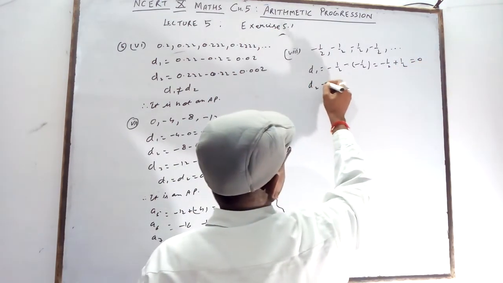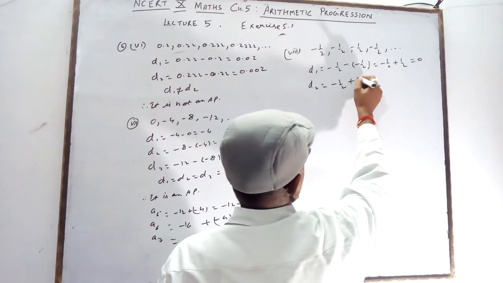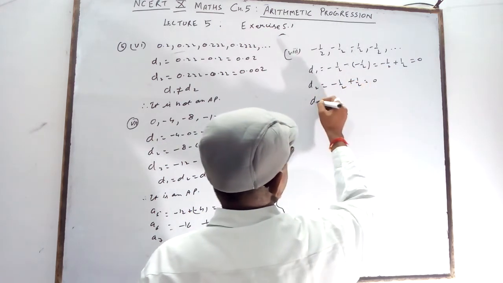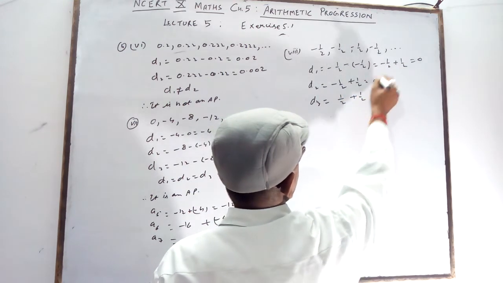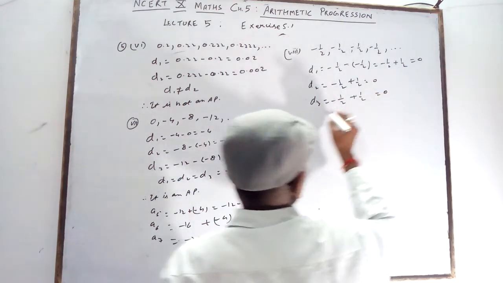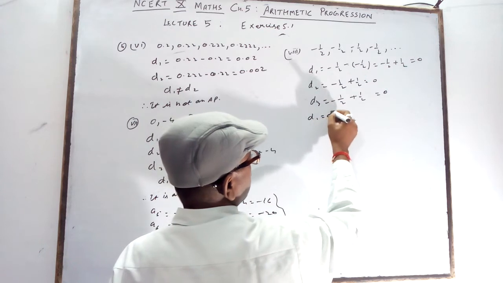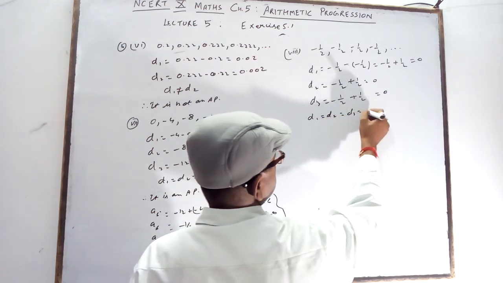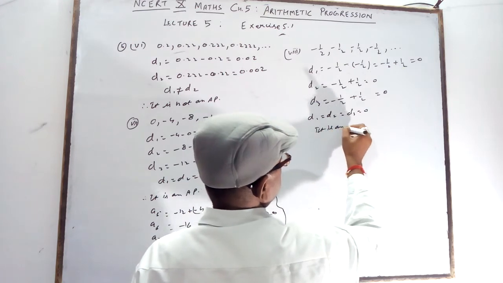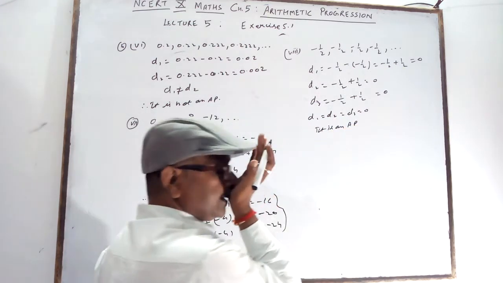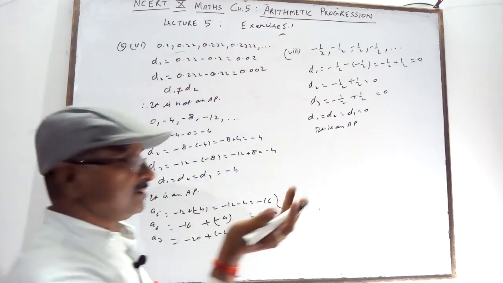Similarly D2 will also be 0, minus half plus half will be 0. D3 will also be 0, minus half plus half, that will be 0. So D1 is equal to D2 is equal to D3 is equal to 0. So it is an AP. You know that in an AP the common difference can be 0.